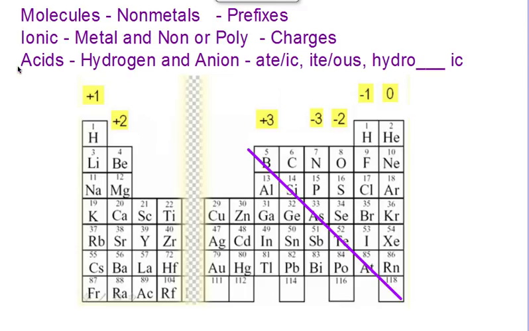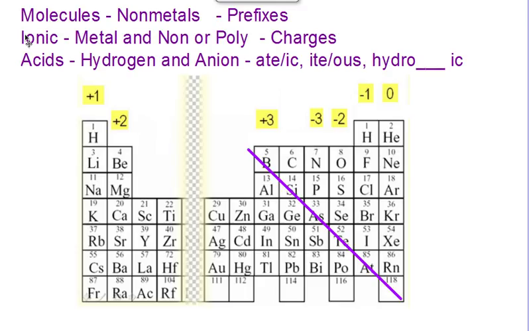We've been doing this for a couple days. Hopefully you already know this. Molecules are mixtures of just nonmetals. When we're doing the names, we use prefixes: mono, di, tri, tetra, penta, hexa, hepta, octa, nona, deca. Ionic compounds are metals and nonmetals, and they use the charges.